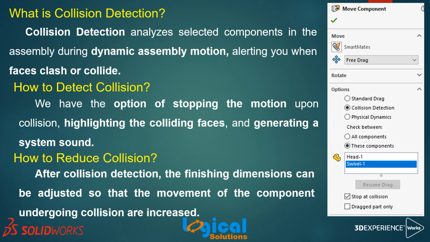What is collision detection? Collision detection analyzes the selected components in the assembly during dynamic assembly motion, alerting you when faces clash or collide. How to detect collision? You can see the property manager on the right side. We have options called stop at collision and collision detection, and whenever two components collide with each other, it generates a sound. Let's dive into the software for a better understanding.